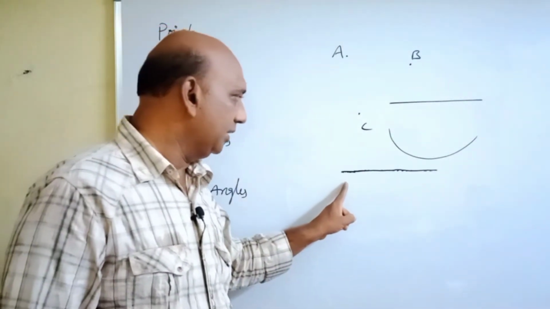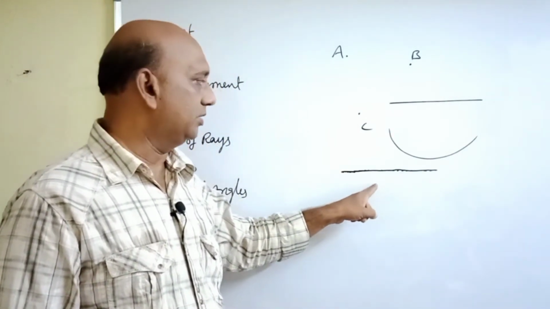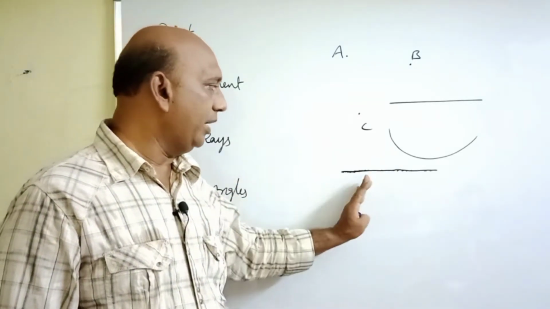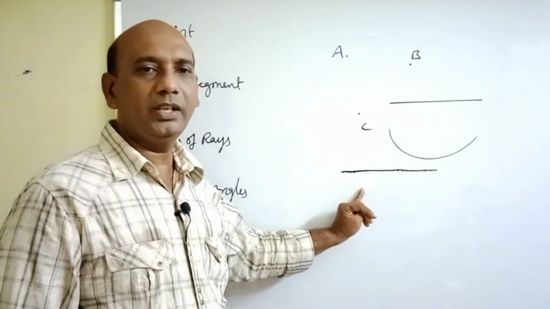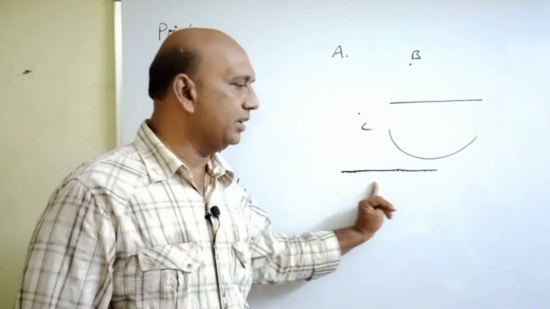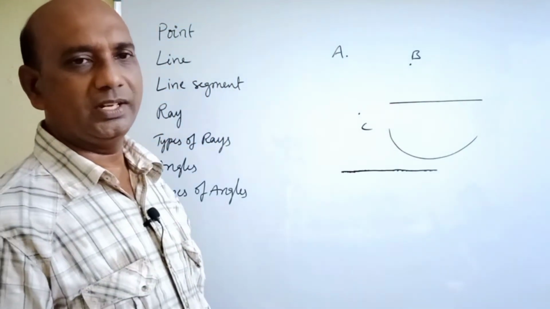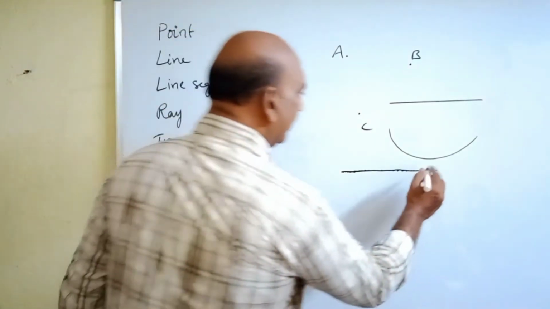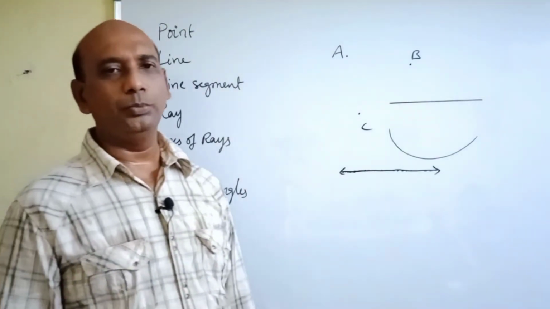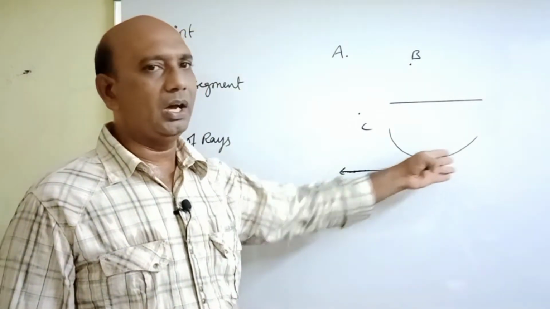So that means a straight line is a set of infinite number of points. The points plotted continuously without any gap, that continuous pattern is called a line. This may be extended on both sides indefinitely. So we can put arrows on both sides. That means there is no limit. It can extend indefinitely on both sides.